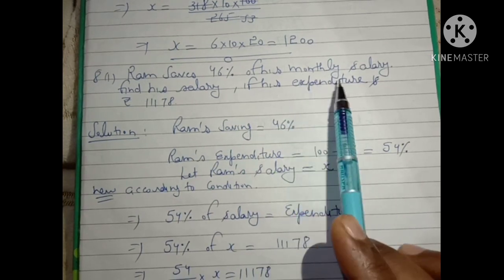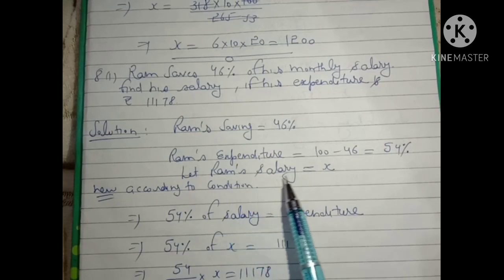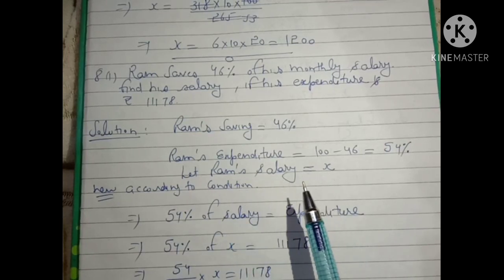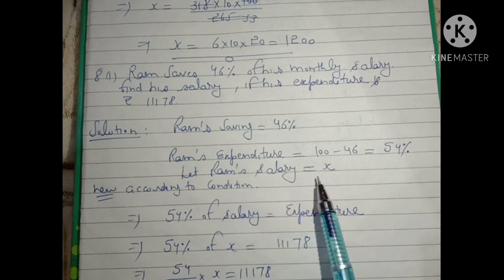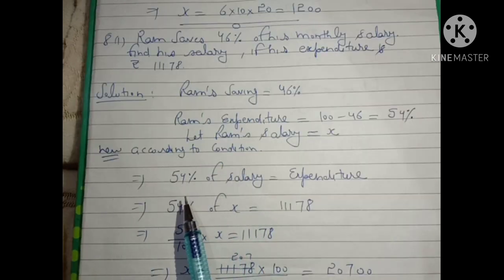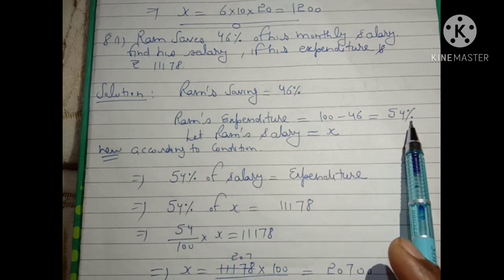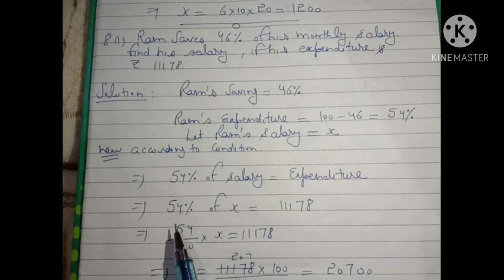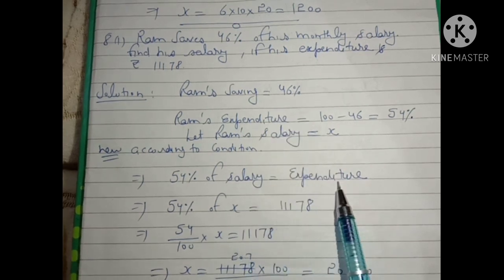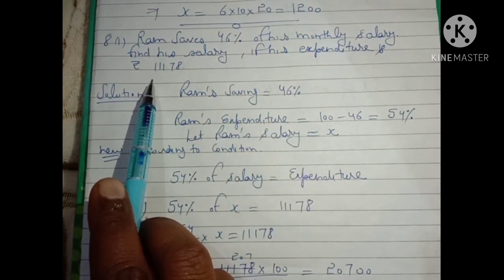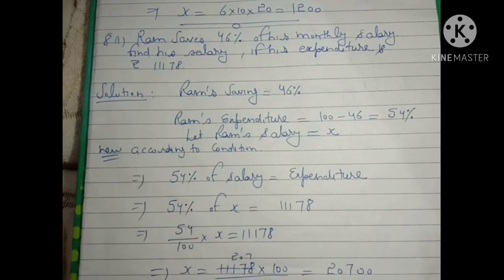And now we have to find out his monthly salary. So let's suppose his salary is equal to x. So with the help of this variable we can start the sum. So let Ram's salary be x, and now you can see according to the condition 54% of salary is equal to expenditure. So in this way we can make this equation. Because 54% is Ram's expenditure, it means 54% of the salary is equal to his expenditure. It means 54% of x is equal to expenditure. Expenditure is given to us, that is 11,178. So in this way we can make this equation.